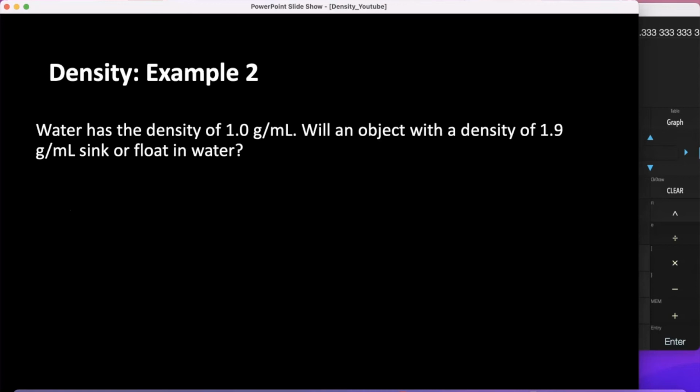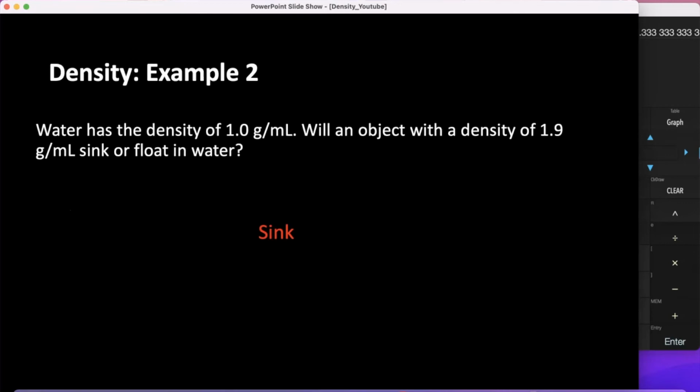Example 2. Water has a density of 1 gram per mil. So that's something you might want to take note of. People kind of use that as common knowledge once they get better at chemistry. Will an object with a density of 1.9 grams per mil sink or float in the water? So it's going to sink.